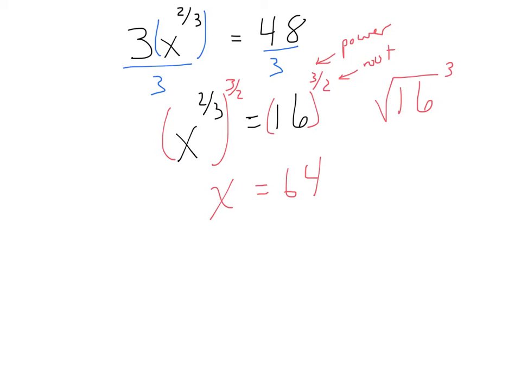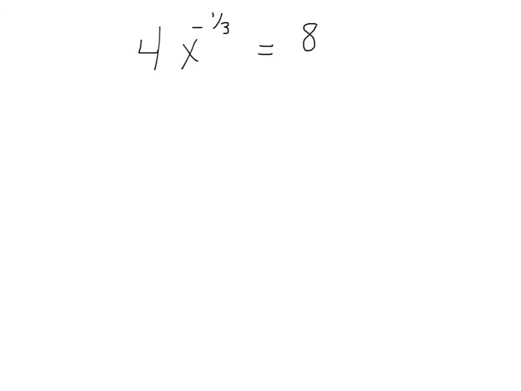Okay, I'm going to put one up to see if you can do it. So here's your problem. 4x to the negative 1/3 equals 8. I want you to copy it down and then pause. Go ahead and see if you can peel back the layers. You want to isolate this power and then see if you can get the final answer. When you start it up again, the answer will be there for you.